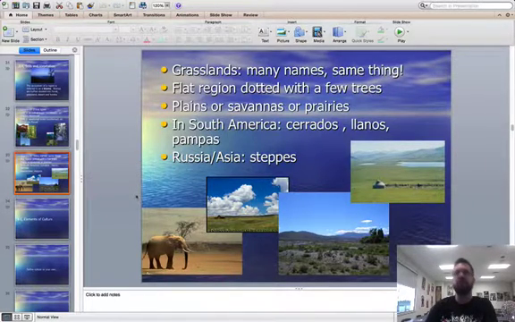So for example, the llanos is in Venezuela, the pampas is in Argentina, the steppes is in Russia and throughout Central Asia. So basically, we just know where it is based on the name. Of course, savanna is in Africa, Eastern Africa.